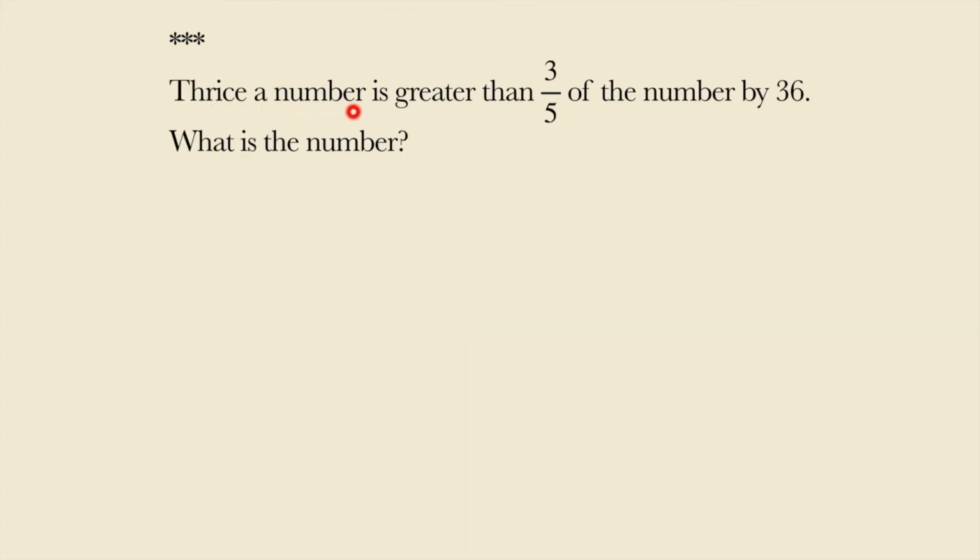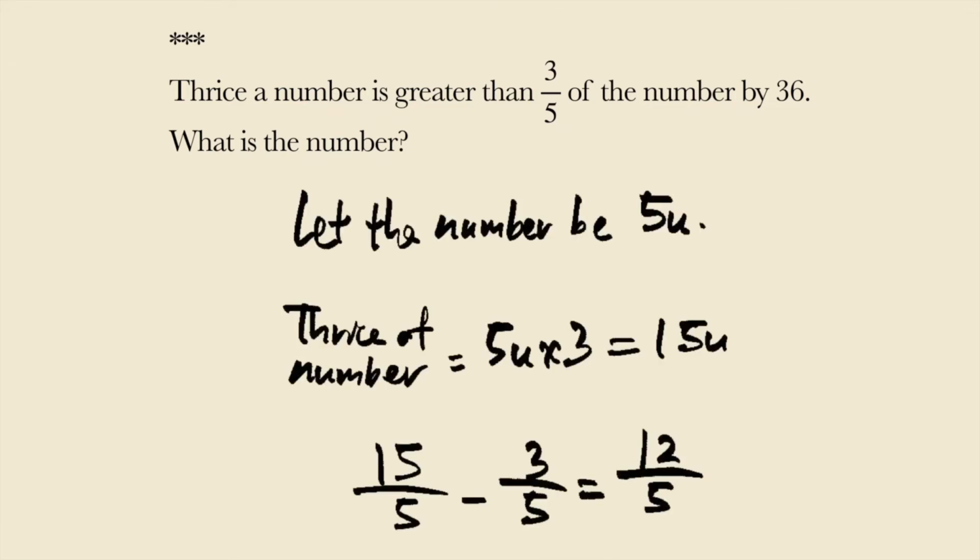3 times a number is greater than 3/5 of the number by 36. So there's a difference of 36 between thrice a number and 3/5 of it. Okay, how do we think of this? So let's call the number 5 units, shall we? Why? Because look at this denominator 5 here. It's easy to do that, right?